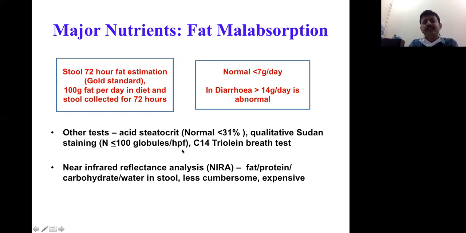Then there are other tests like NIRA, which is near infrared reflectance analysis. These are actually quite simple, and it checks for all fat. It checks for everything: the fat, protein, carbohydrate, and water as well. But these are very expensive equipments. They are mainly available as a research tool, not available generally for clinical practice. So essentially, what we have right now for fat malabsorption is the 72-hour fat, and the stool fat globules, which we do for our patients.